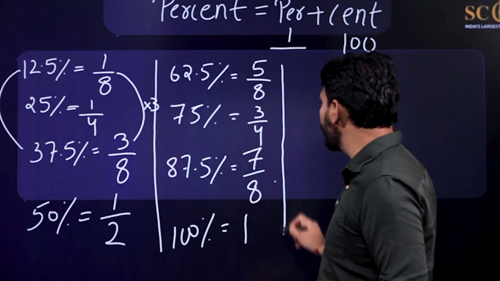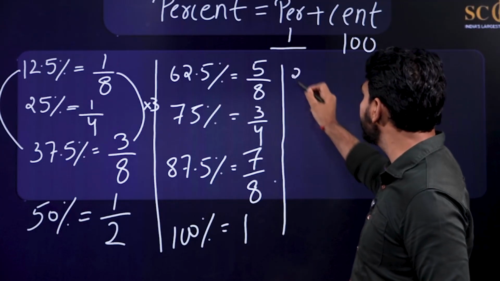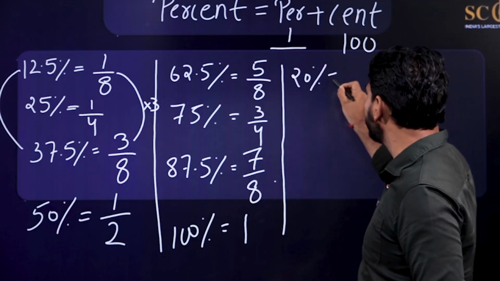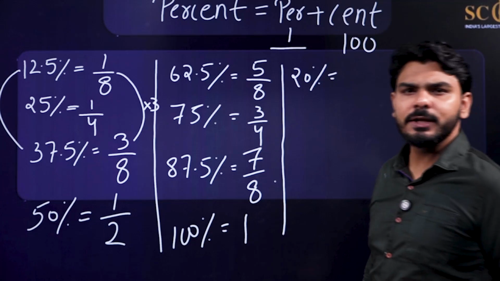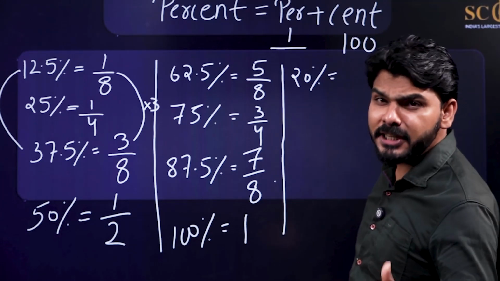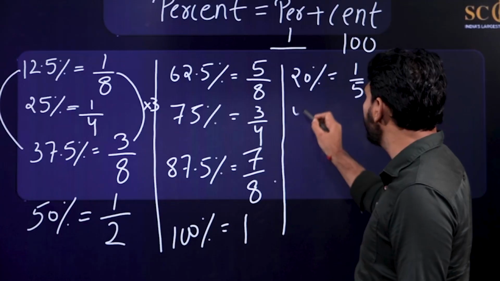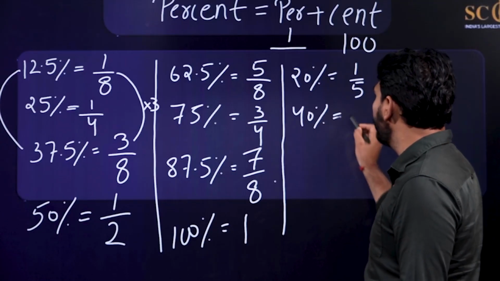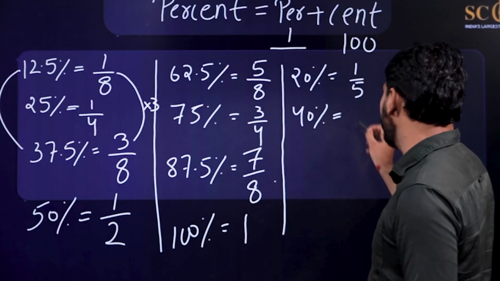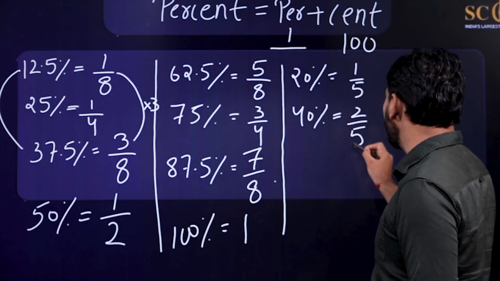Now let us move on to some more values. Can you tell me what the value of 20% is? 20% is equal to how much? Yes, my dear agents, tell me. 20% is equal to 1 by 5. Yes, very good. What is 40%? 40% is equal to 2 by 5. Yes, great, you're already awesome.